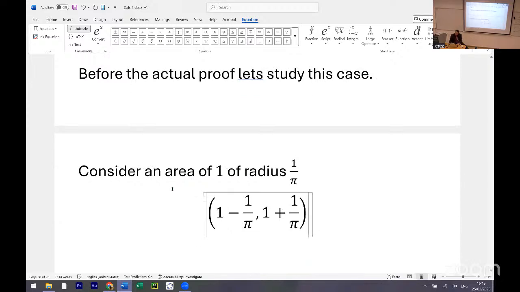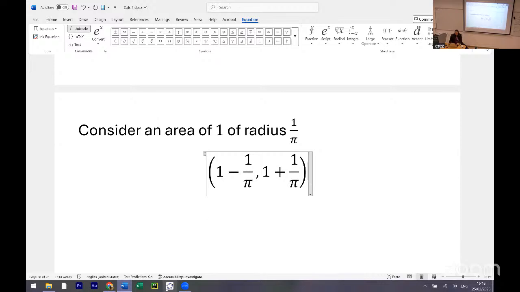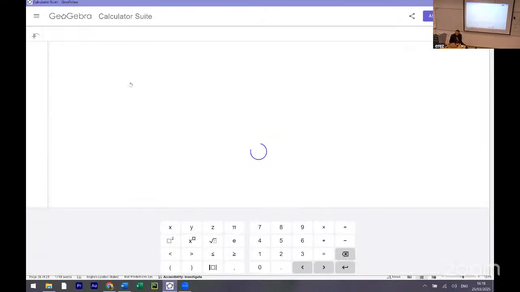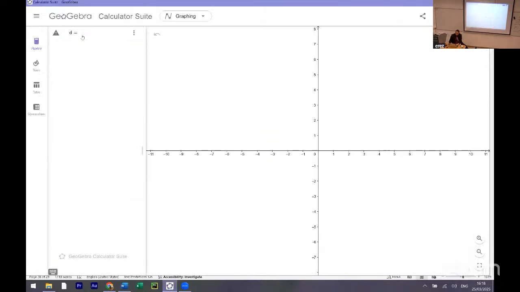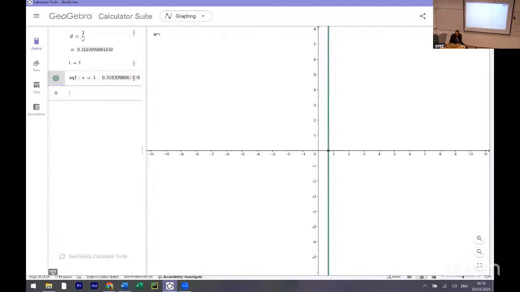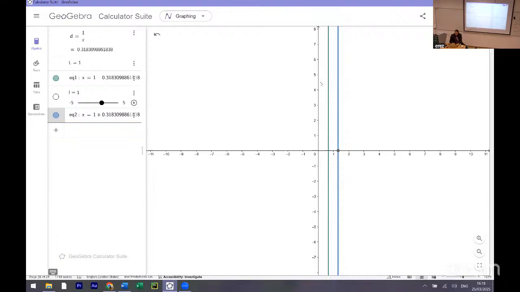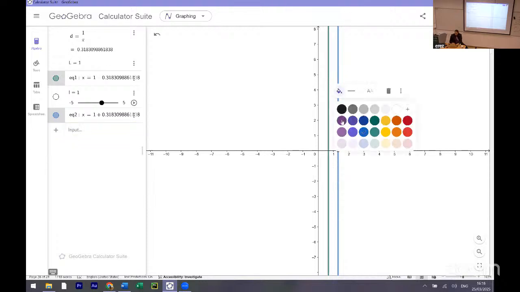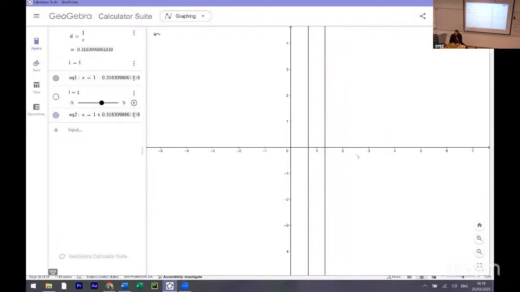Agreed? Let's draw it up using GeoGebra. So the distance will be 1 over pi, and the center will be 1. So the segment is from x equals L minus D to x equals L plus D. And let's color them the same color. It's purple this time. Stay with that.